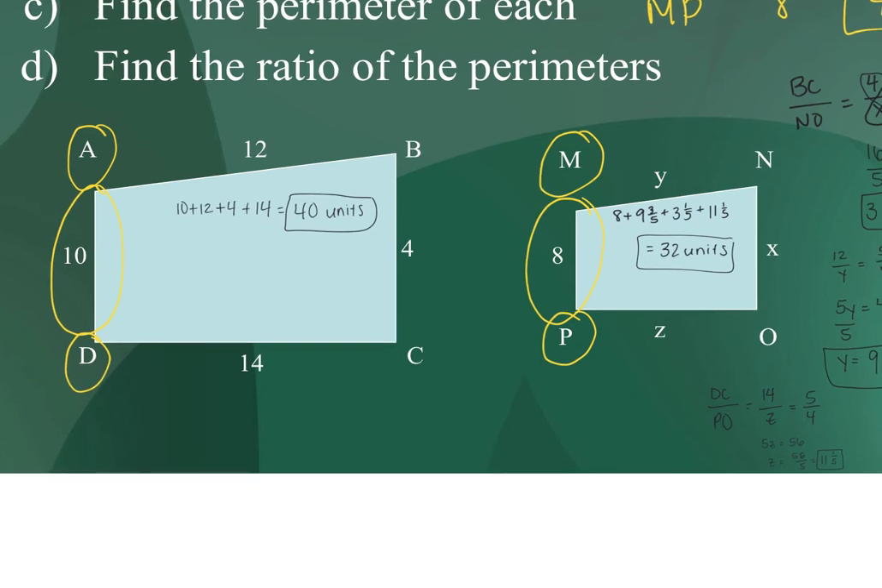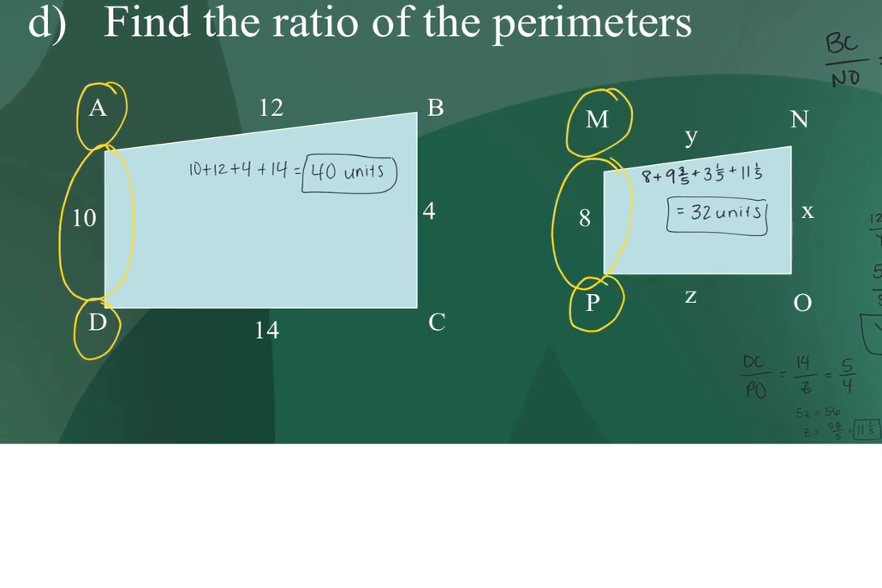Okay, and then the last part of this question is find the ratio of the perimeters. Now, before we find it, what do you guys think it should be equal to? 5 over 4, okay? The reason it works is because if you added all the sides together and found the ratio between them, it would also be equal to the scale factor. That scale factor holds for perimeter, okay? So let's take 40. Let's put it over 32.